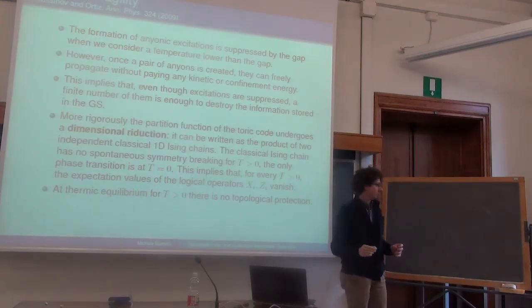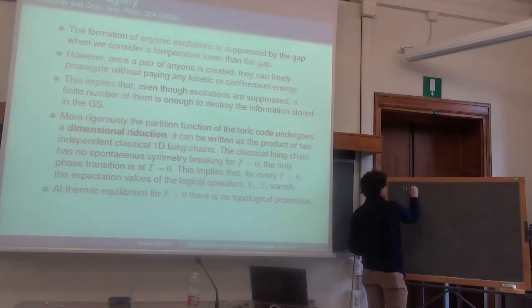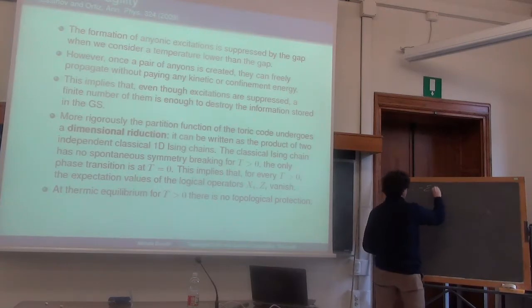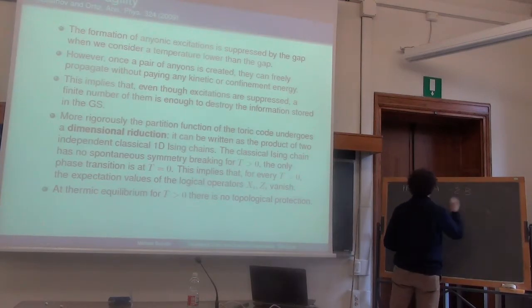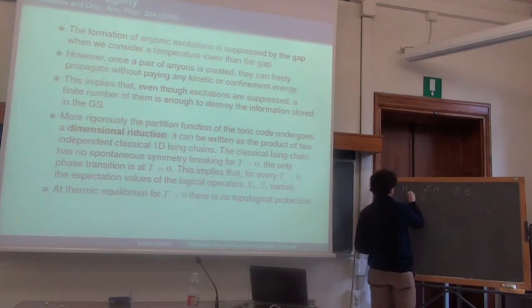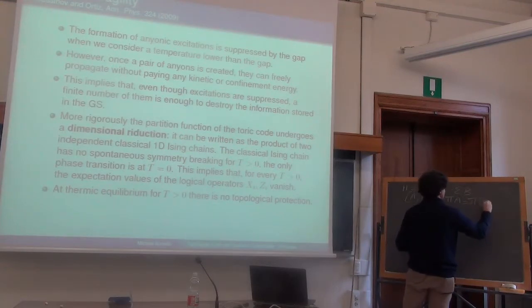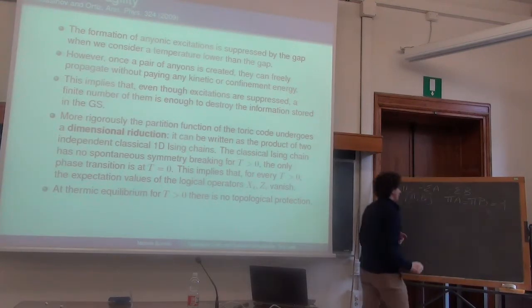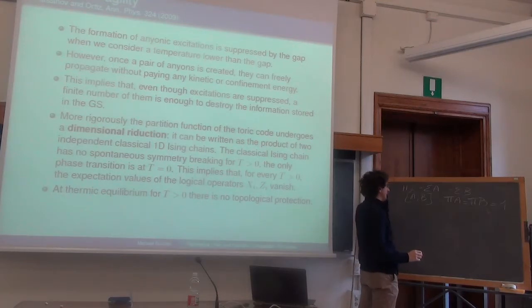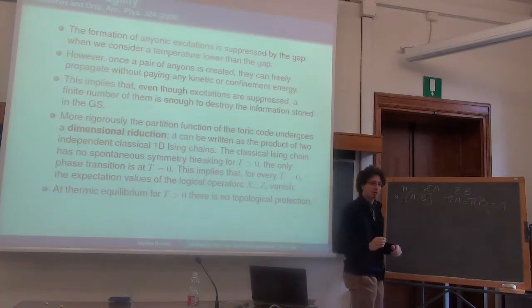So the toric code has the Hamiltonian, which is the sum of A terms and the sum of B terms, and all A and B's commute with themselves. Furthermore, if I consider toric boundary conditions, I have that the product of all the A's and the product of all the B's is equal to 1. However, there is a mapping that essentially tells me that this is the same algebra of 2 different Ising chains taken with 0 magnetic field.